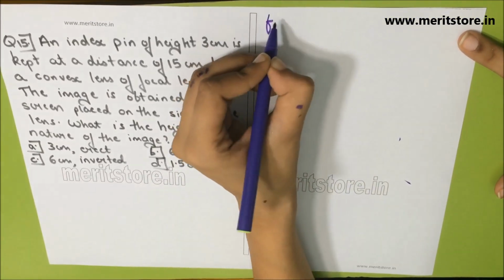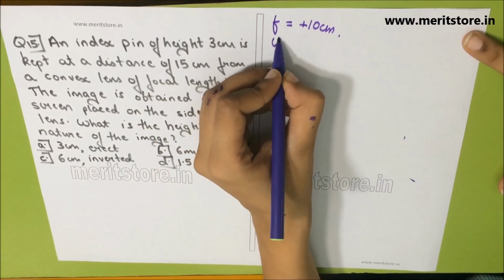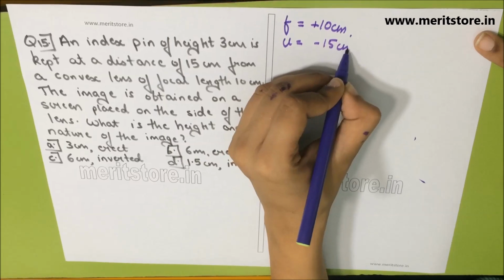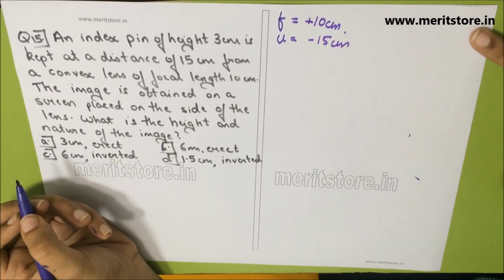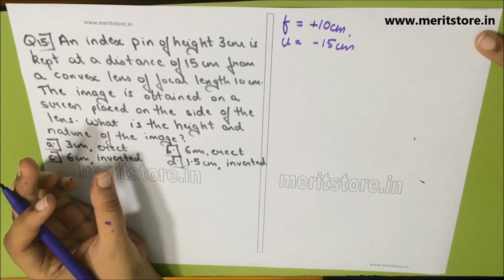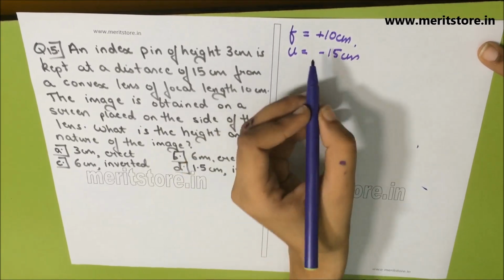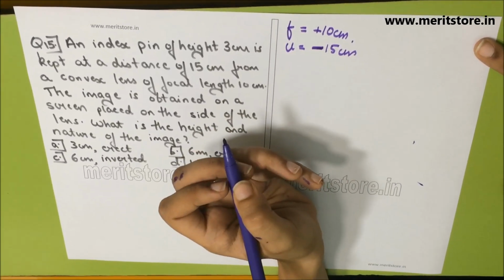Okay, so over here we'll start solving. We have F given as plus 10 centimeters, U as minus 15 centimeters. The minus is because of the sign convention. Thus it is giving us a magnified image. The U will have a negative sign since the object is on the left side of the lens.